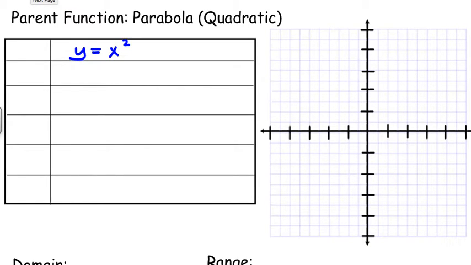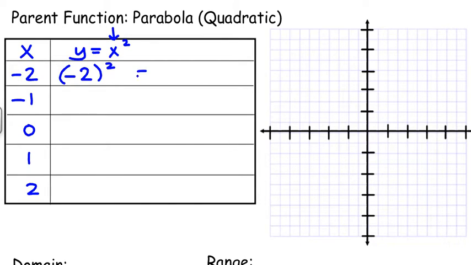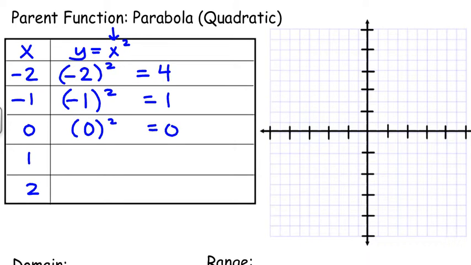So we're going to go ahead and substitute some numbers in for x into the domain. I'm going to pick numbers like -2, -1, 0, 1, and 2, and substitute them in for x. So -2 squared equals 4. -1 squared equals 1. 0 squared equals 0. 1 squared equals 1. 2 squared equals 4.